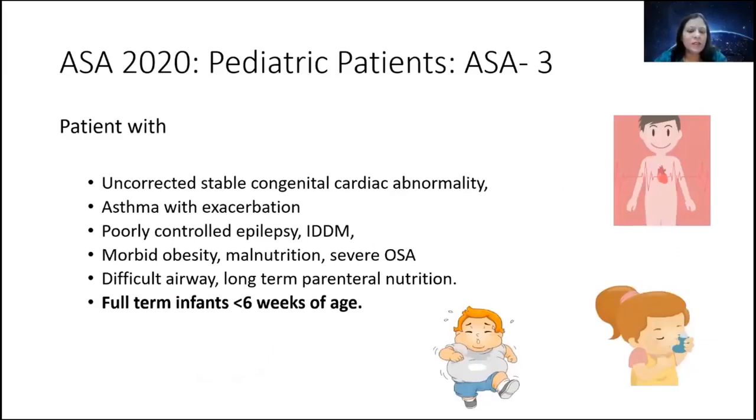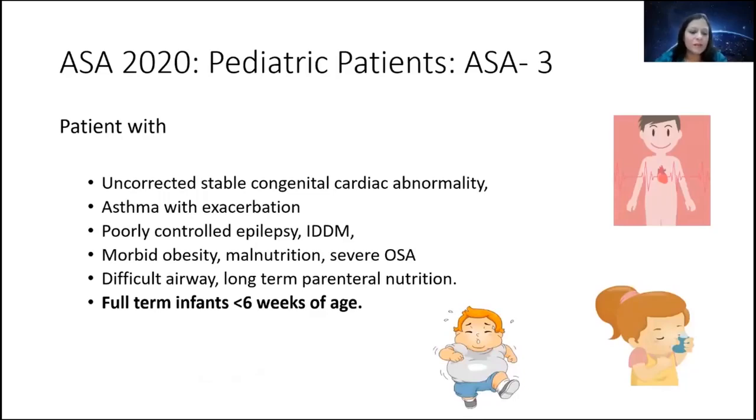Uncorrected stable congenital cardiac anomalies are ASA3. A child with asthma with exacerbations is ASA3. Poorly controlled epilepsy or poorly controlled insulin-dependent diabetes mellitus are ASA3. A morbid obese child is ASA3, or a malnourished child is also ASA3. A child with severe OSA is ASA3.